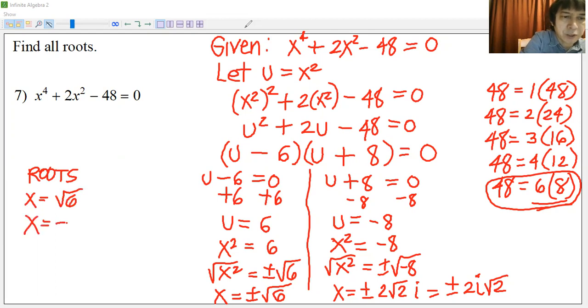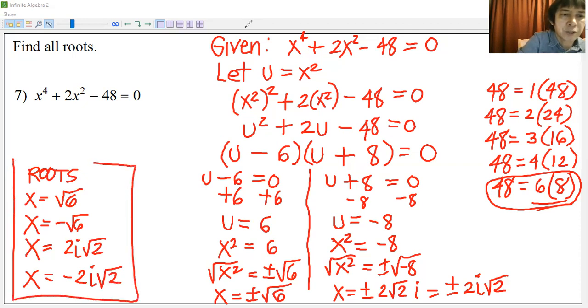The other one is negative square root of 6. The third is 2i square root of 2. And the last one is negative 2i square root of 2. There. So these are our answers. Let us check from the computer.